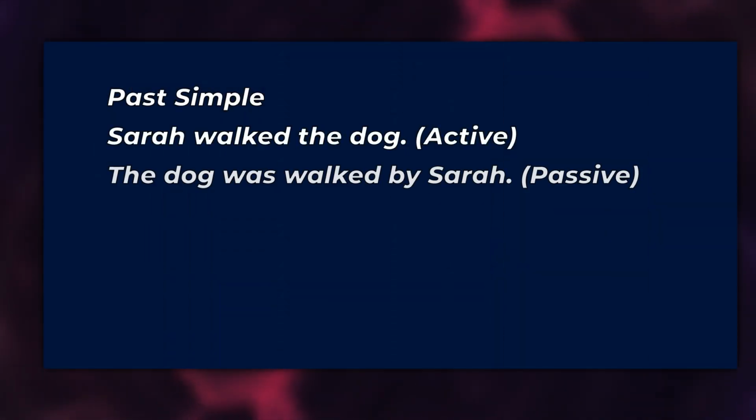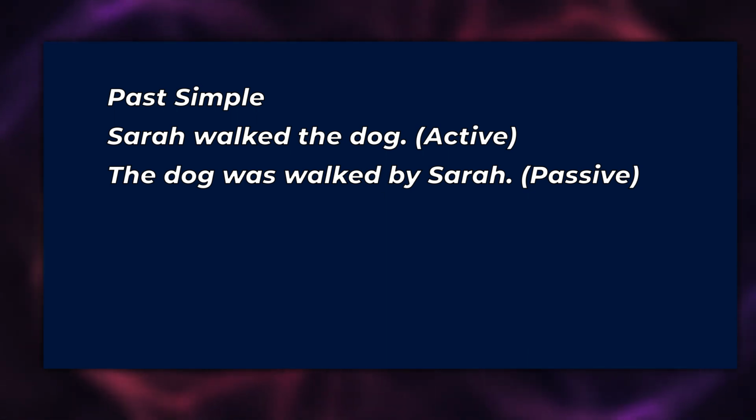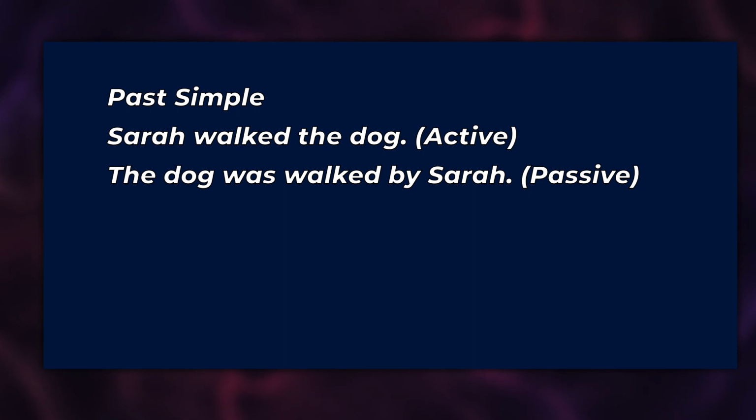Couple things we need to remember. Our verb tenses. Our verb tenses need to remain the same even though we're using the participle. So for past simple, Sarah walked the dog. That's our active voice. And for passive voice, the dog was walked by Sarah.